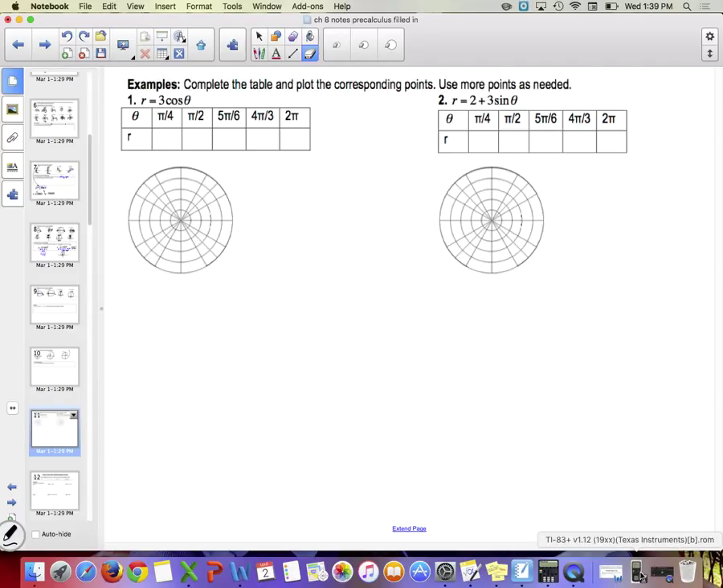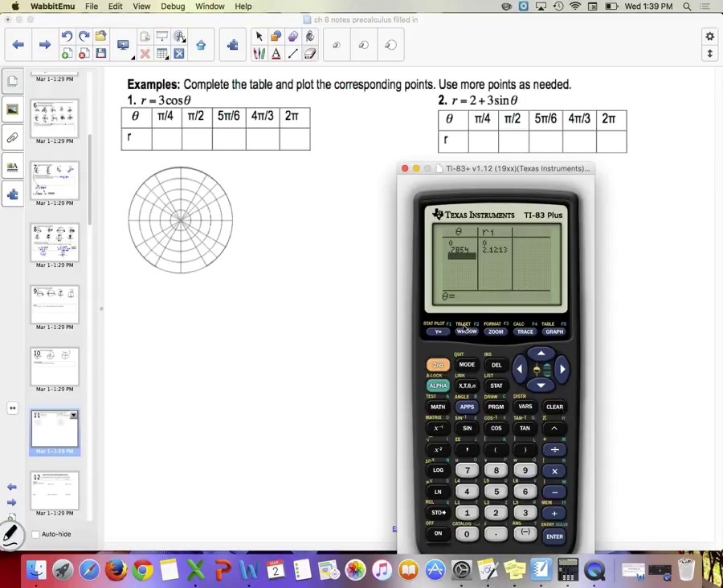So like I told you on your homework, if you want to cheat a little bit, I will not judge. You can put in 3 cosine of theta, and then go to your table and plug in pi over 4 for the first one, and then plug in pi over 2, right, and so on. So go ahead and do that on your table.